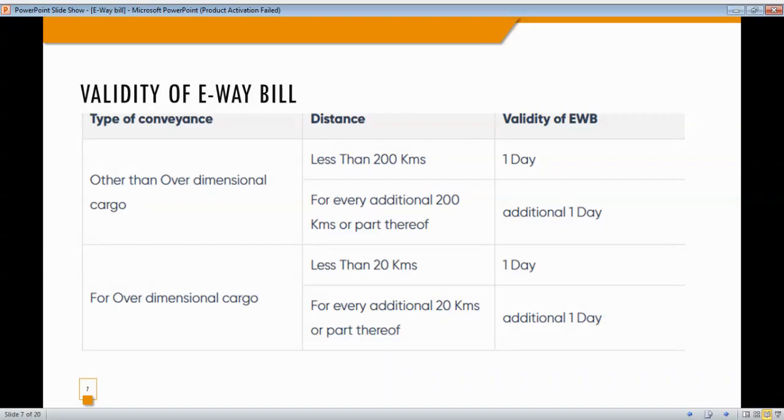And the next one is consequence of expiry. If the valid period expires and the goods are still in transit, the transporter may face a penalty if caught during checks. So these are the five important things which you should be aware of regarding the validity of e-way bill. As I told, this example helps you to understand the validity of e-way bill.